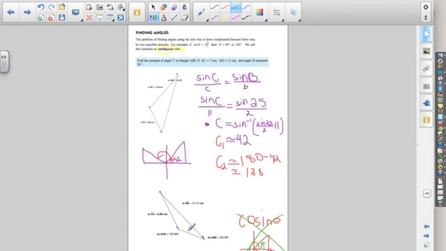So you just have to watch out for this when you're solving problems, because the problem might not necessarily come out and say, hey, what are the two possible answers, or this is the ambiguous case. Sometimes they do, but particularly on an exam they might not. So just really pay attention and think about that.